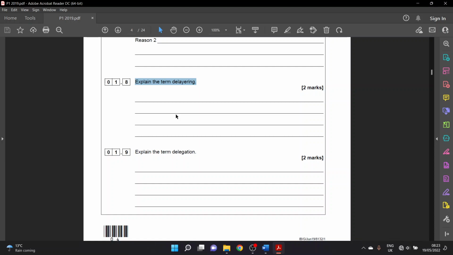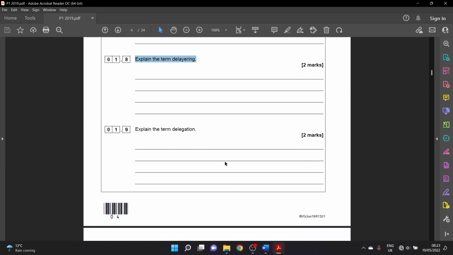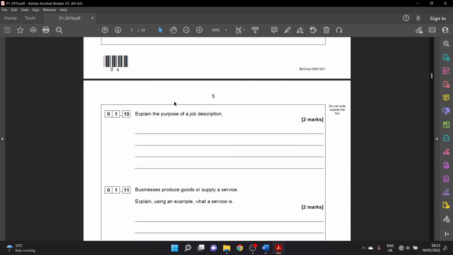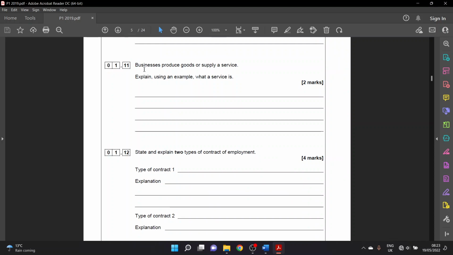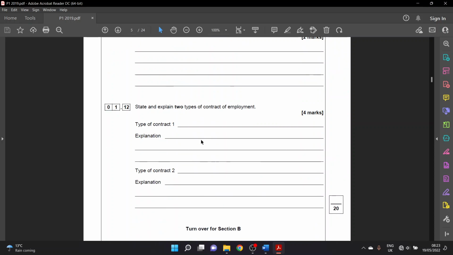Explain what it is and why it might happen. That should be enough for 2 marks there. Explain the purpose of a job description. It helps a business identify the most suitable candidate because the skills are identified within the job description. So what you're doing there is you are answering the question. You're ensuring that you get 2 marks. You make a point, you explain it. This one tells you to explain using an example what a service is. So a definition plus an example. They tell you what to do.